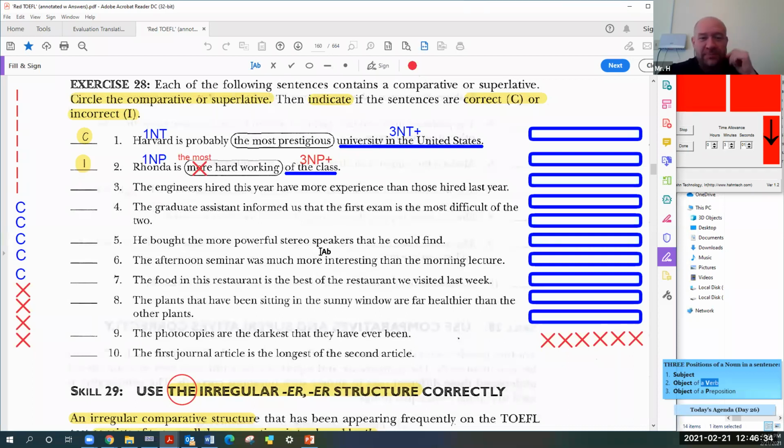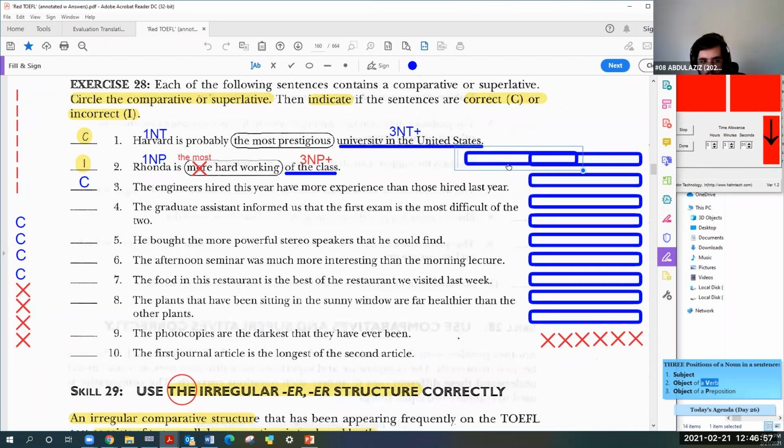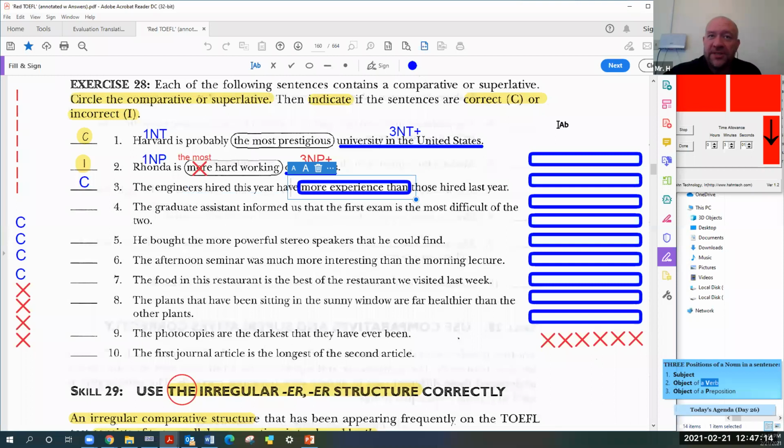All right. Let's see, Abdulaziz. Number 3. Tell me, is it correct or is it incorrect? What do you think? Correct. You say it's correct? Where is the adjective? Do we have a comparative or superlative? Comparative. So where do I put the circle? More experience than. Okay, more experience than.